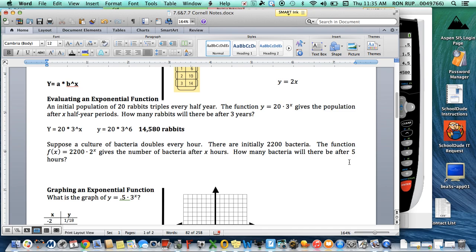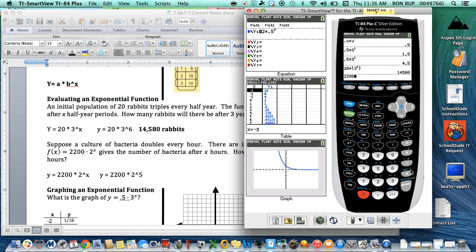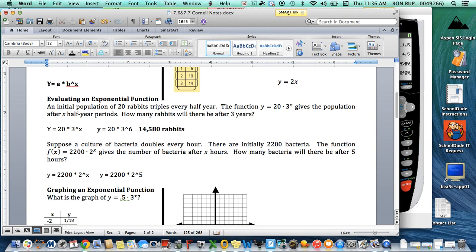For those of you who are unsure and want to follow along, or if you've now figured it out and want to check your answer, let's see. y equals our initial value, which was 2,200, times our factor, which was doubles every hour. How many bacteria will there be after 5 hours? So we're just going to plug 5 in for x. And that allows us to come over to our calculator: 2,200 times 2 to the 5th power. 70,400 bacteria. So hopefully this seems pretty easy.